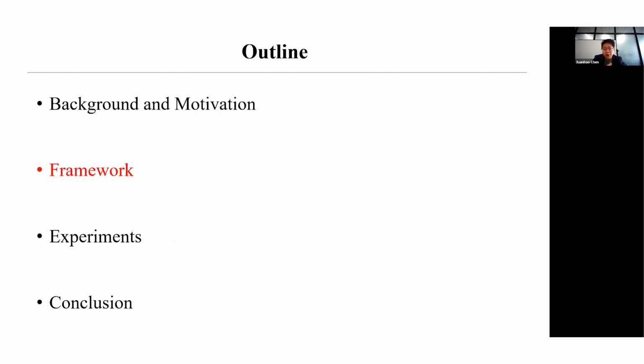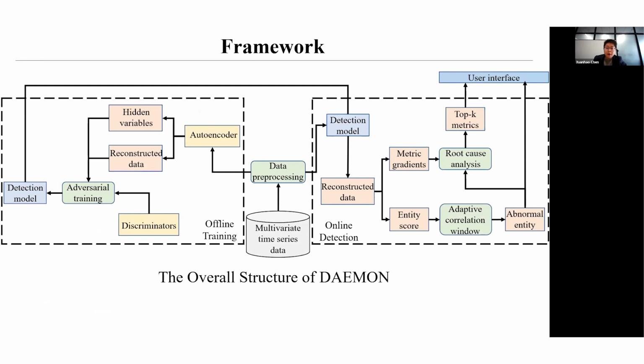To address those challenges, we propose the adversarial autoencoder anomaly detection and interpretation, namely DMIN, an online unsupervised anomaly detection and interpretation framework. Specifically, the AMA framework mainly contains three components: data pre-processing, offline training, and online detection.